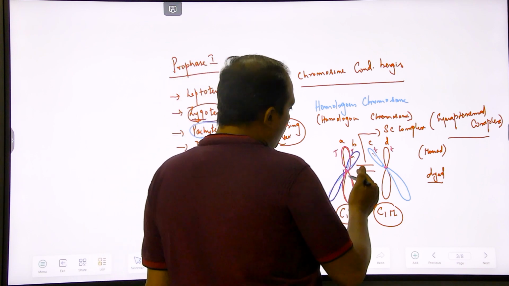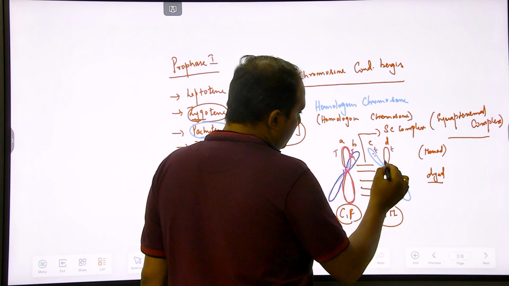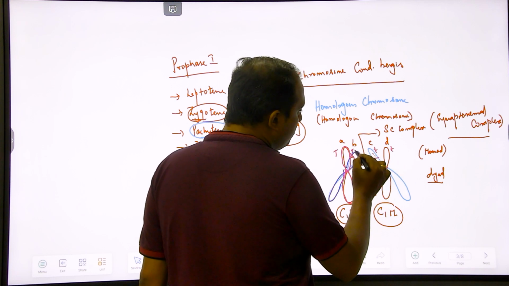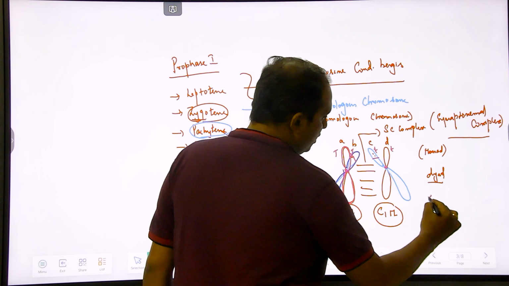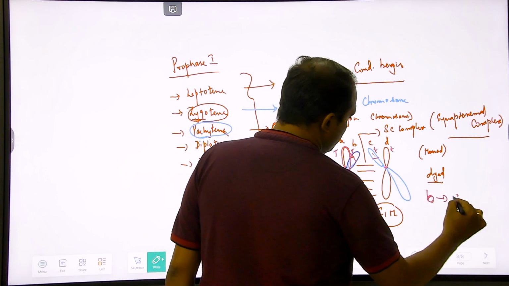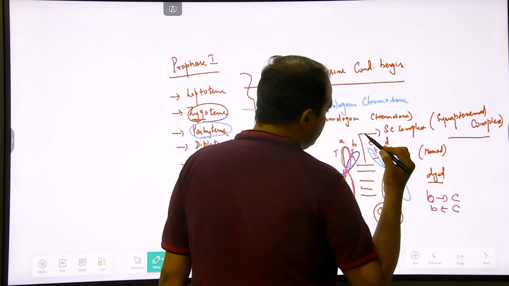What is crossing over? A part of the chromosome will split here, and this C might go to B and B will come to C. So the B will go to C, and in turn the C will come to B.